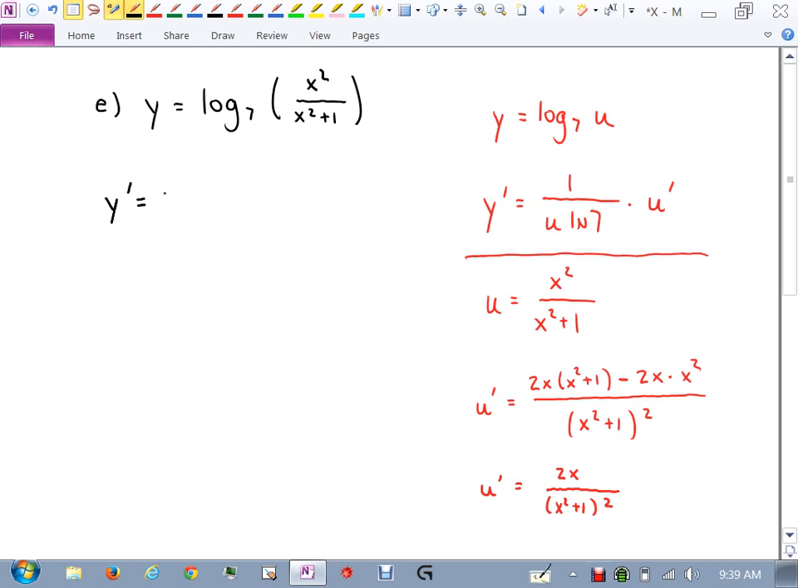Y prime equals, let's see, y prime is equal to 1 over u natural log 7. So 1 over u, but u is x squared over x squared plus 1, times natural log 7, times u prime, right? Okay, so 2x over x squared plus 1 squared.